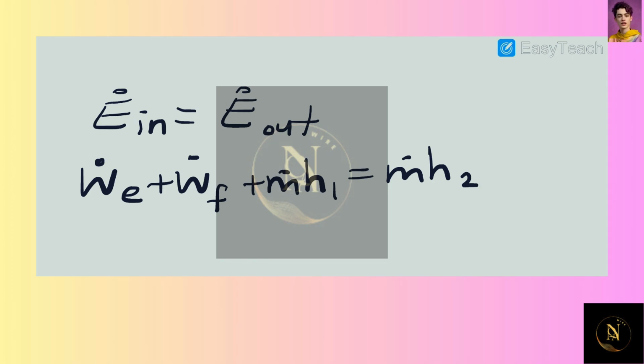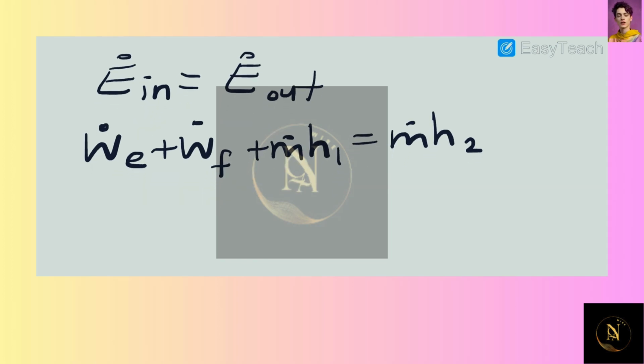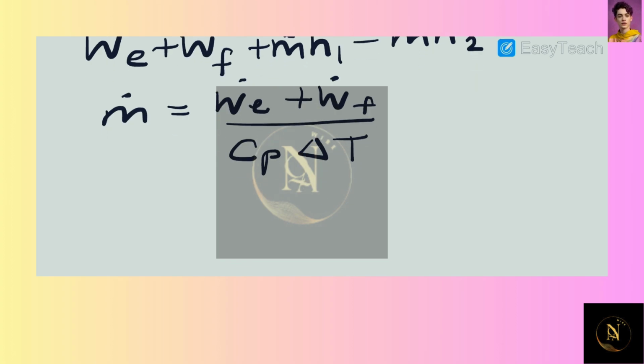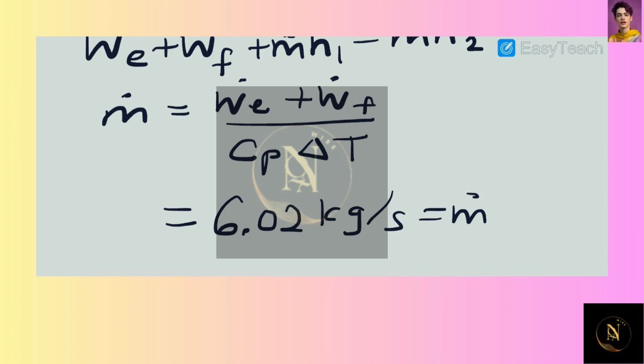Now we can directly solve for m dot by saying that m dot is equal to W_e dot plus W dot fan all over Cp times the change in temperature, because we're just using the definition of h equals Cp times T. By plugging in for these quantities, we get a final mass flow rate through the duct equal to 6.02 kilograms per second, and that's our mass flow rate. That's our final answer.